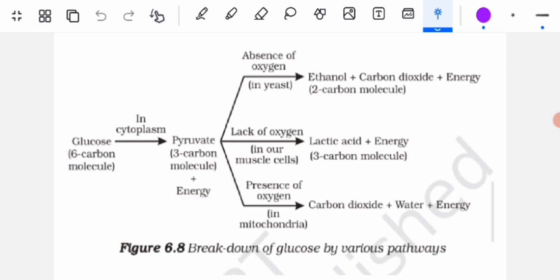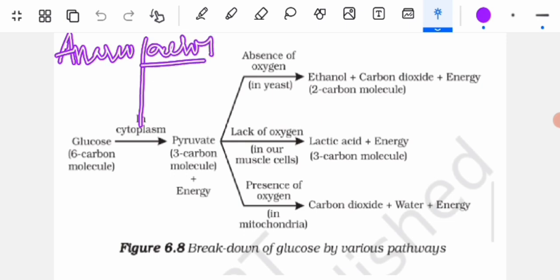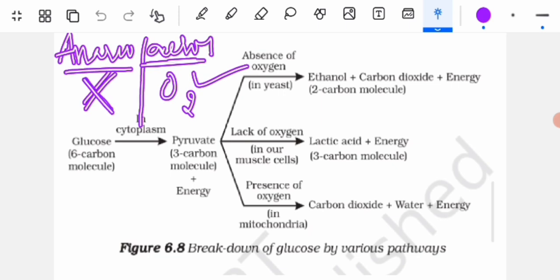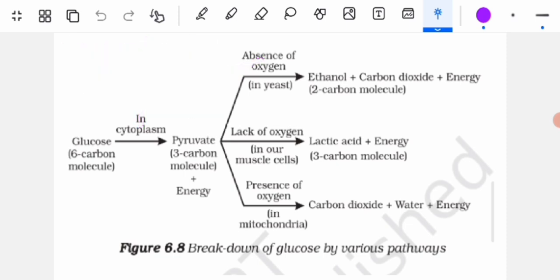Okay. The next thing you have to learn is the difference between anaerobic respiration and aerobic respiration. Aerobic means with oxygen. O2 है यहाँ पर, यहाँ पर O2 नहीं है. Anaerobic का मतलब O2 नहीं है, in the absence of O2. Here, in the presence of O2. Okay. We got now the pyruvate, which is a 3 carbon molecule.